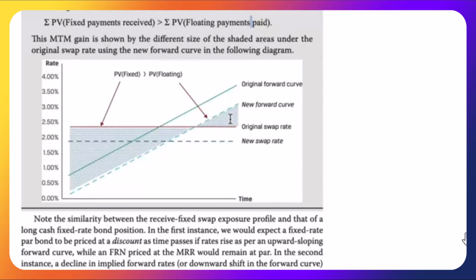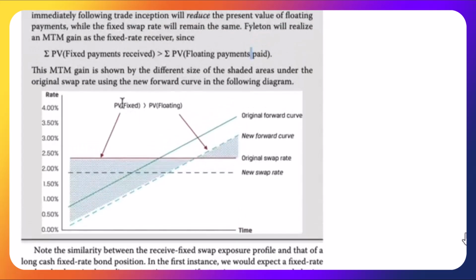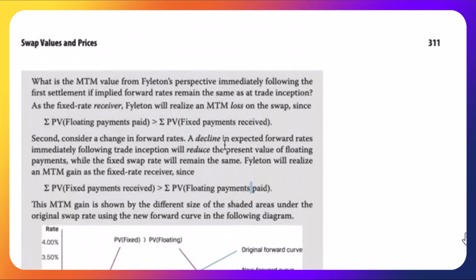It's just a visual way to show you that this is worth more than this now. The present value of the fixed leg is now worth more than the present value of the floating leg, because we get to receive the higher fixed rate, not this lower one. However, we get to pay the new lower forward rate. There we go.